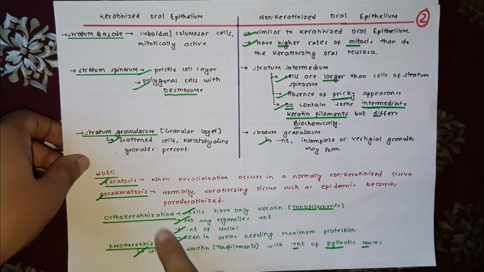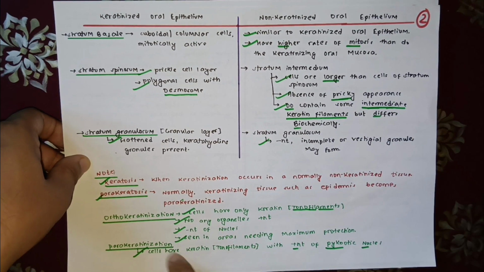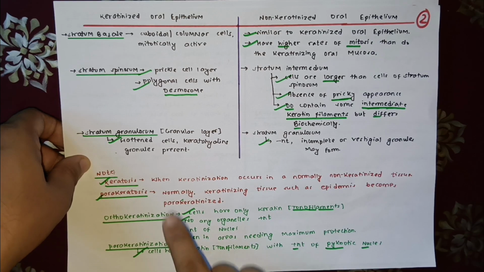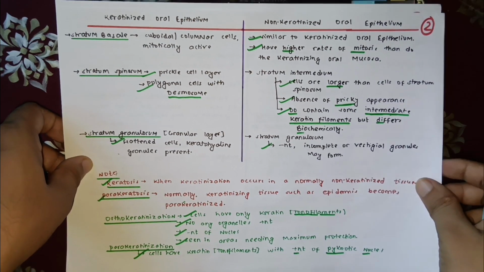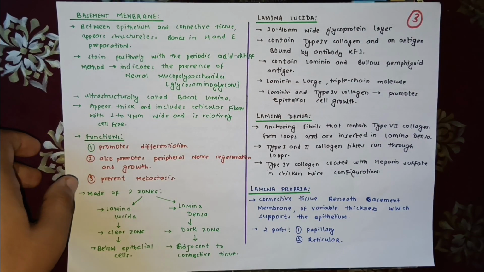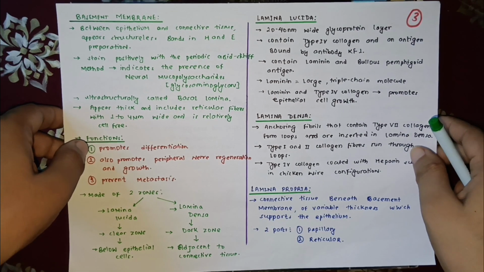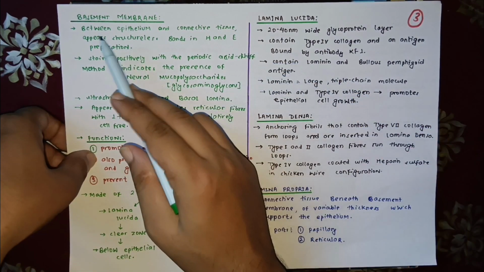This is very important: orthokeratinization and parakeratinization. You should remember this: keratosis, parakeratosis, orthokeratinization and parakeratinization. After this, we will discuss the other topic of this chapter, that is the basement membrane.